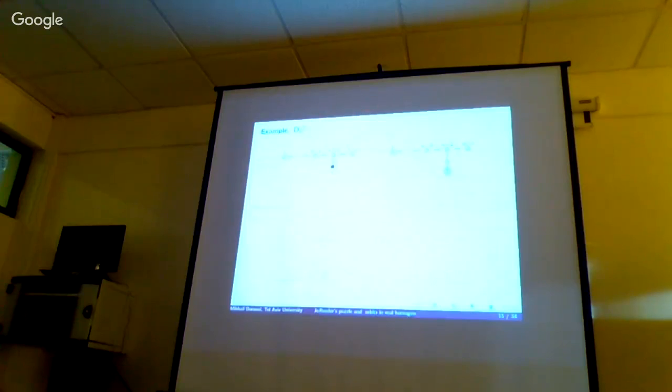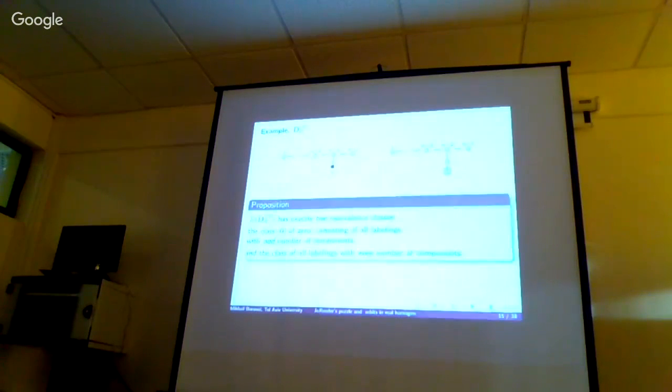Example, this is D_n, and I write also this n because we have this black vertex n, and we make it white and add one additional formal vertex, black box 1. And the proposition is that for this diagram, we have exactly 2 equivalence classes. The class of 0, which consists of all labelings with an odd number of components, and the other class, the class of all labelings with an even number of components. Even and odd are not equivalent, and all the others are equivalent.